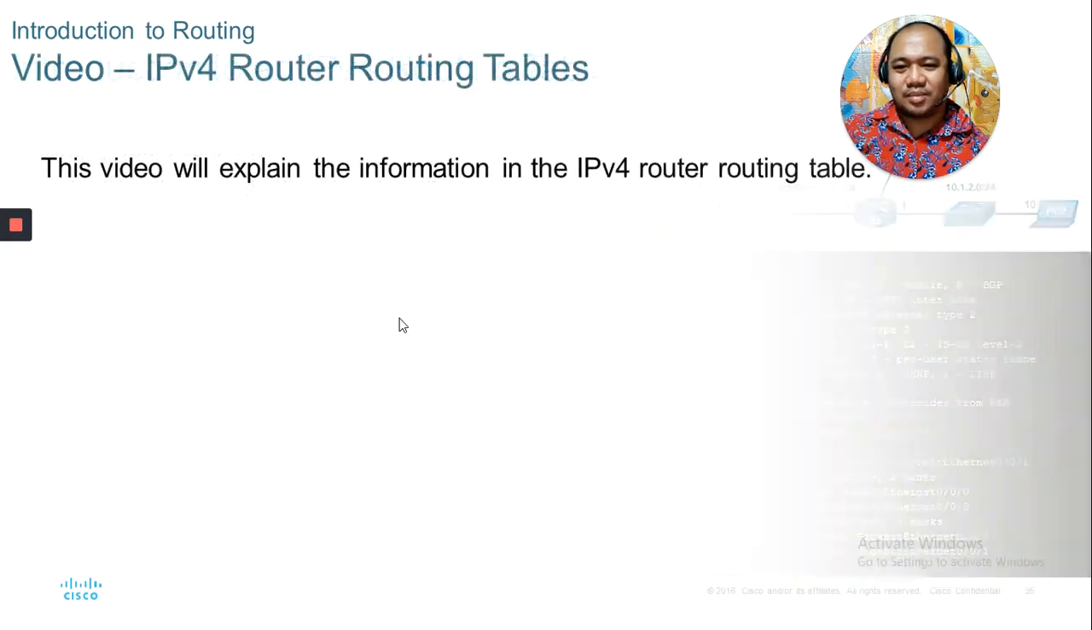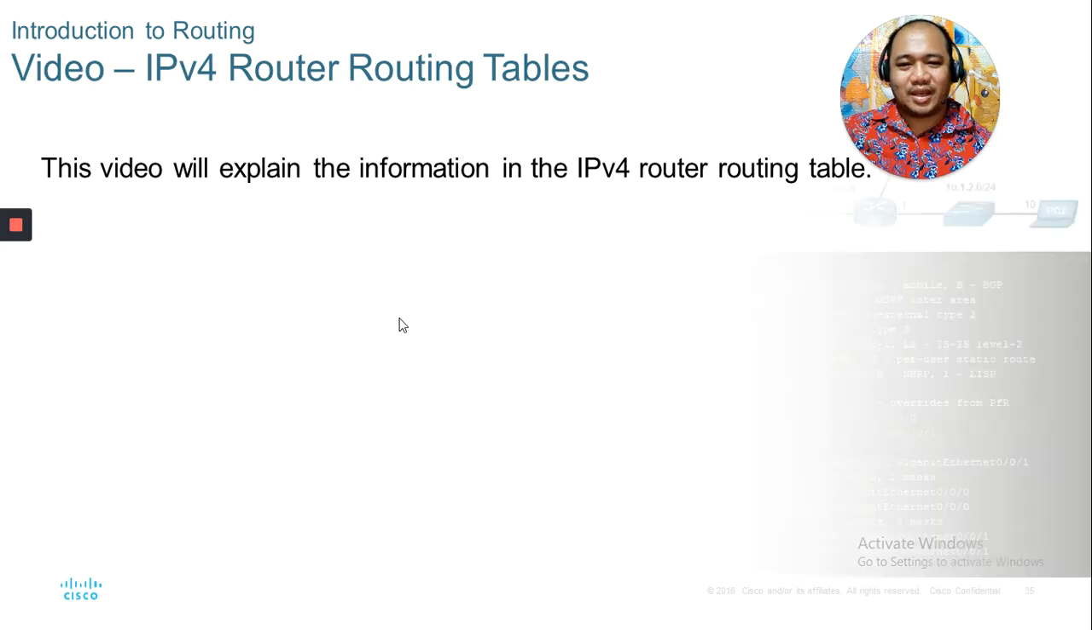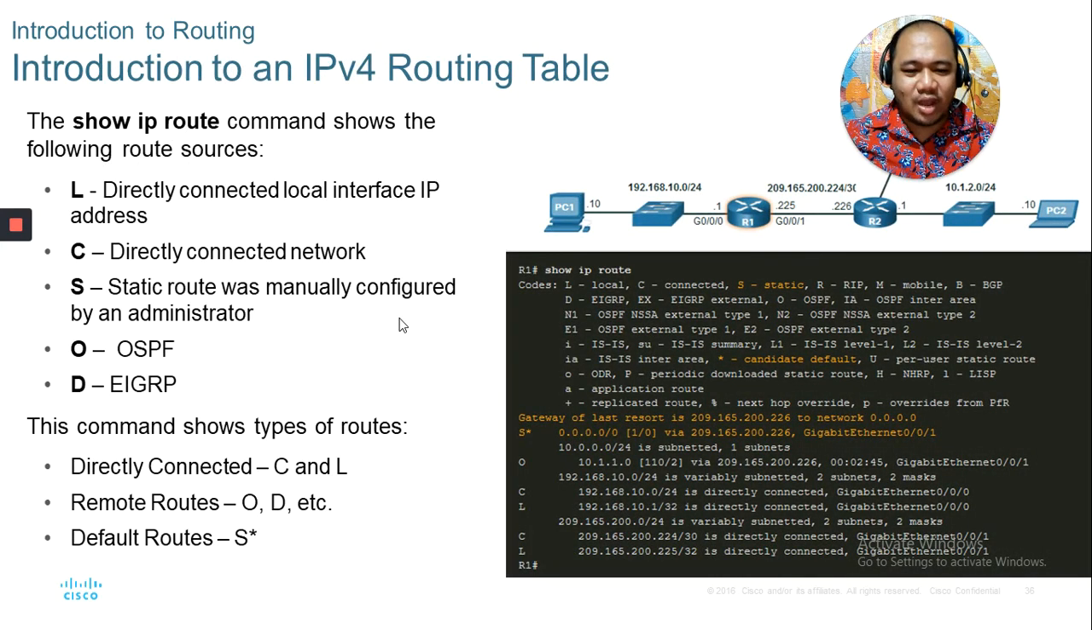For video, you can watch using your Cisco account again, or look for streaming sites on this topic. You can use show ip route here. Let's examine: you have L and C. L means directly connected local interface, where you can see your own IP address. For example, this is router one. Its directly connected interfaces are G0/0 and G0/1, and you can see the interface address will be 192.168.10.1.